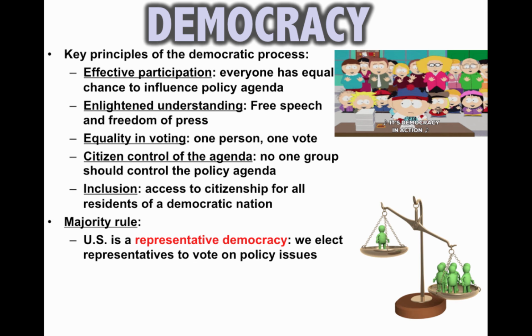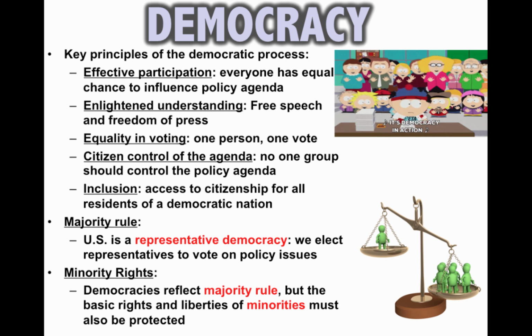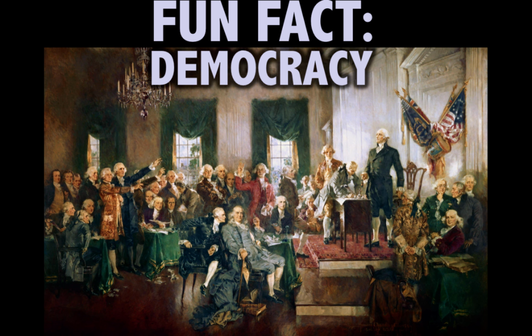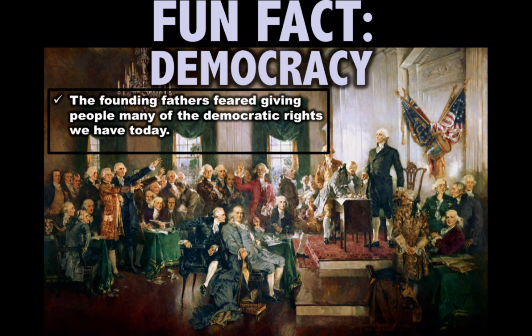Now, what is important to keep in mind is the U.S. is a representative democracy. We are based upon majority rule. We elect representatives to vote on policy issues. So although we practice majority rule, there's also this goal of preserving minority rights. So democracies reflect majority rule, but the basic rights and liberties of minorities must also be protected. Now in our next video, we're going to take a look at the Founding Fathers, but fun fact about democracy, the Founding Fathers feared giving people many of the democratic rights we have today, and we'll make more sense of that a little bit later.